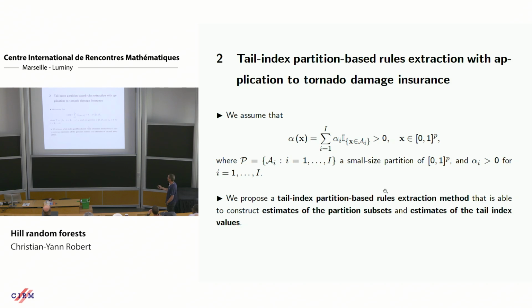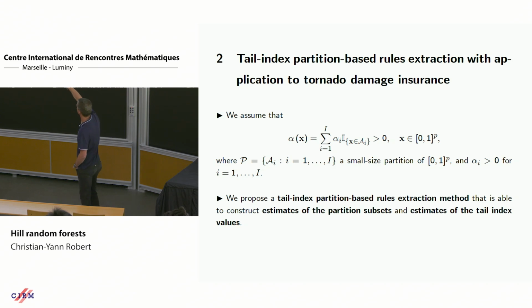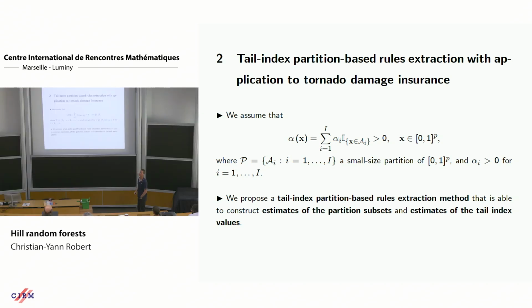Actually, we assume that the covariate space is divided over a partition P. So A_i are the subsets of the partition, and on each subset, the tail function takes only one value, alpha_i. So the goal here is to first estimate these sets A_i, and once you have estimated these sets, you will estimate the parameters alpha_i.